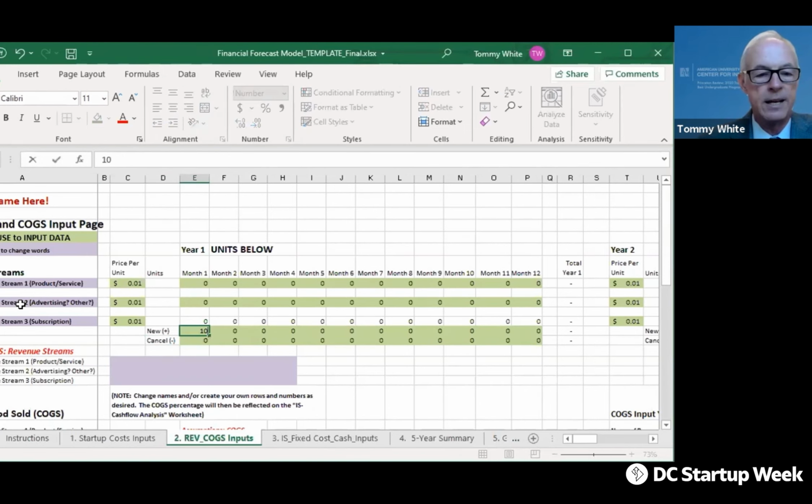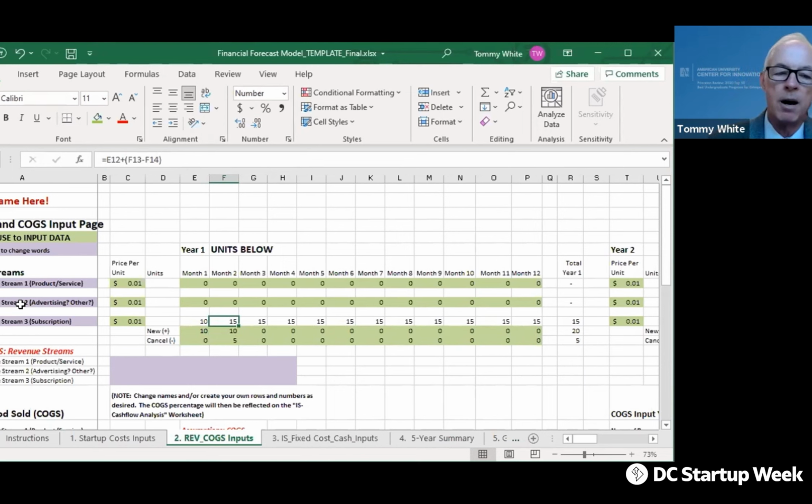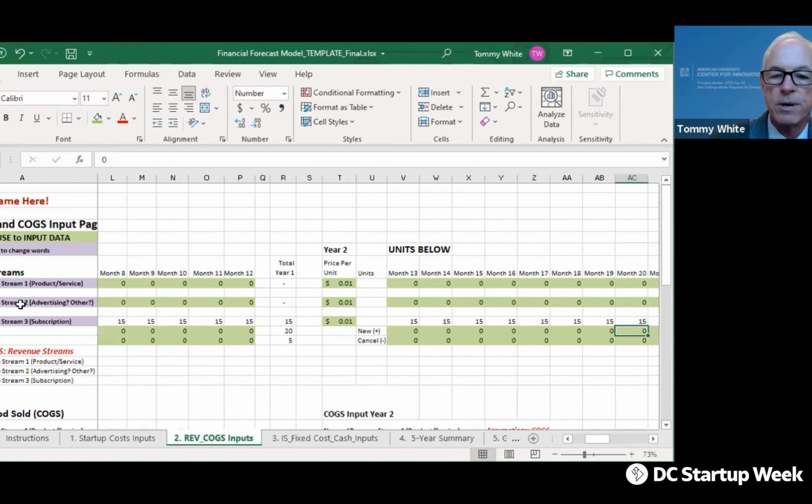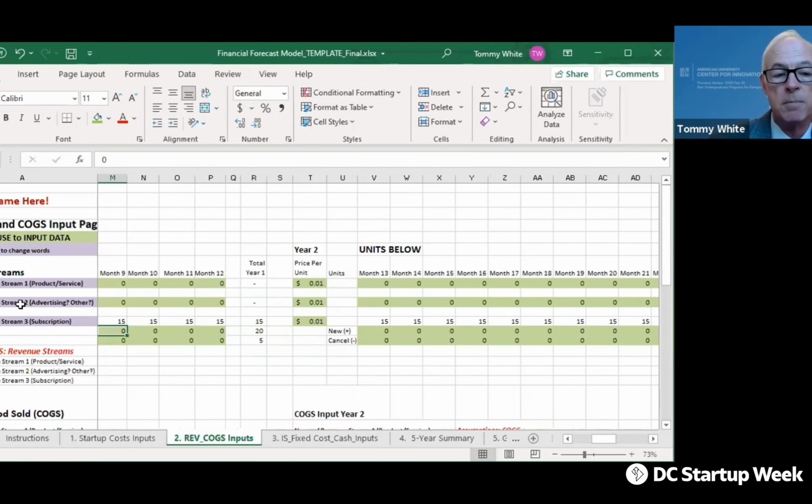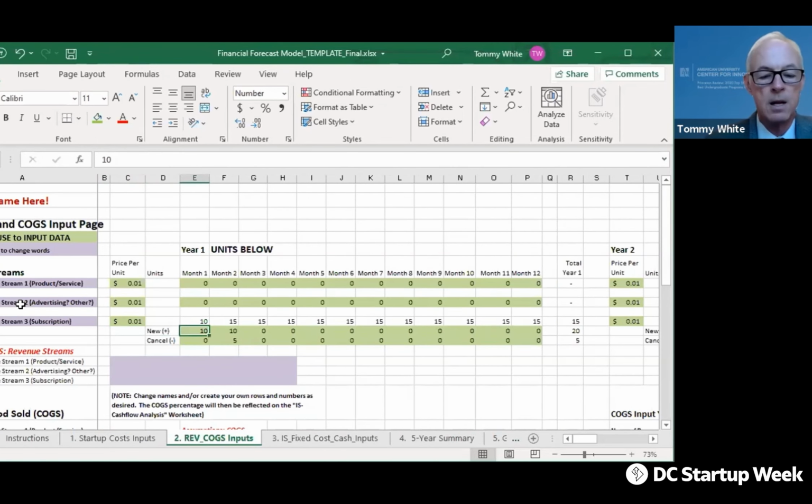So, you know, if you put in 10 here and 10 here, those all total up. But then if I take away 5 here, they begin to drop off. So this gives you a chance to really build out a subscription model if that is one of your revenue streams that you have here. So again, kept it pretty simple here. And this goes all the way out for 3 years from our revenue model.